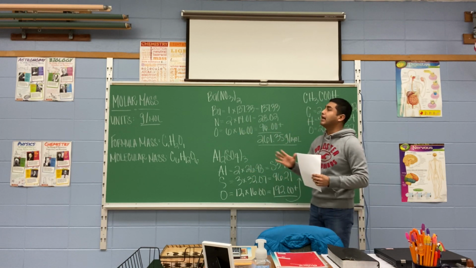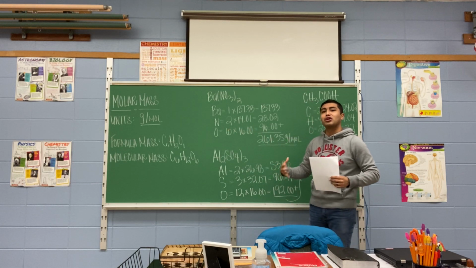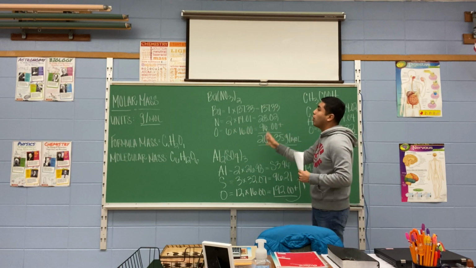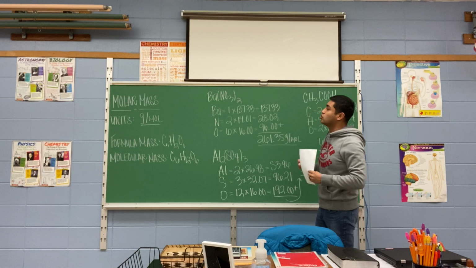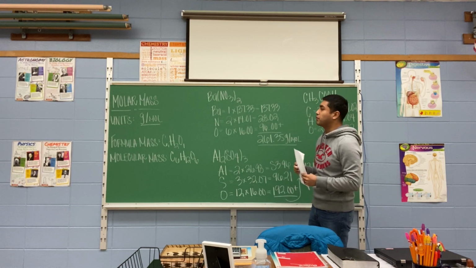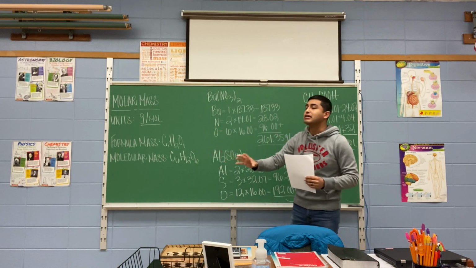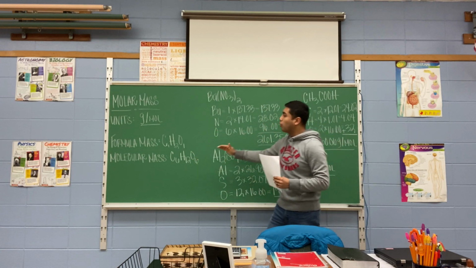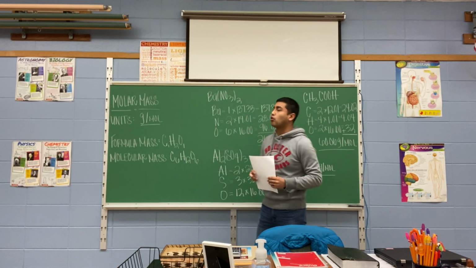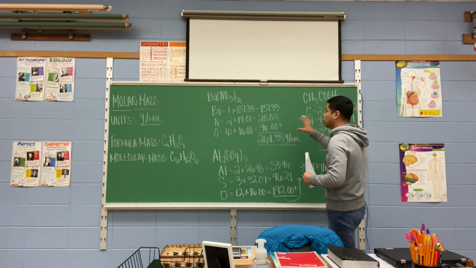I don't want to complicate it, but I showed you the longer version so you understood where all of this comes from. Once again, this is molar mass. My units are grams per mole. Formula mass is the simple version. Molecular mass is the exact version. Both are equal. You just reduce the formula mass. This is how you derive them.